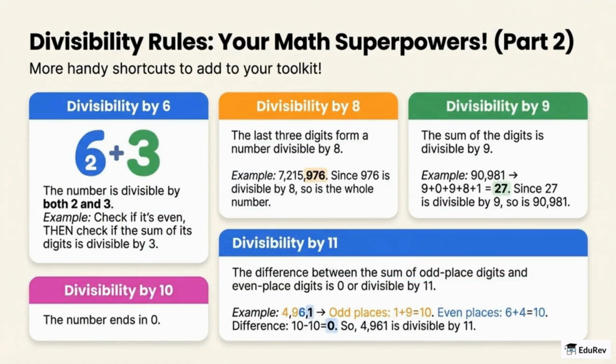A few more handy divisibility tricks. A number is divisible by 6 when it's divisible by both 2 and 3. For 8, check the last 3 digits. If those 3 make a number divisible by 8, the whole number is too. For 9, the sum of the digits must be divisible by 9. For 11, take the alternating sum of digits, the difference between the sum of digits in odd places and even places. If that difference is 0 or a multiple of 11, then the number is divisible by 11. These rules are quick checks you can apply in your head.